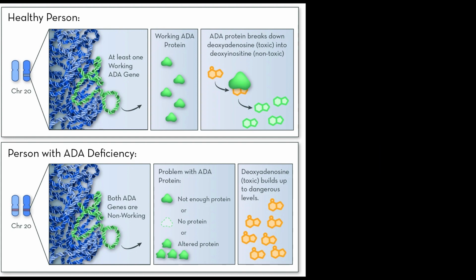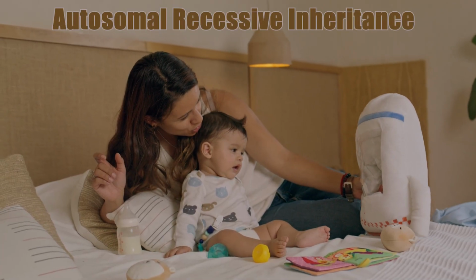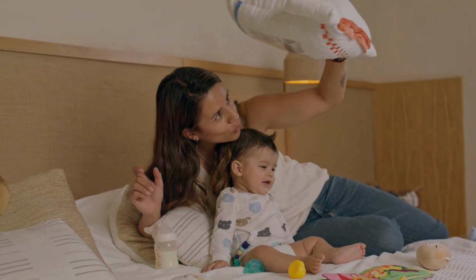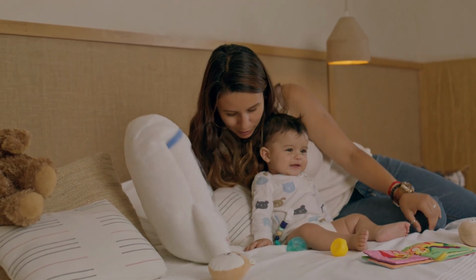Without ADA enzyme, the toxin builds up and destroys these infection-fighting immune cells. As shown in the figure, without a working ADA protein, the cell cannot break down a toxic substance called deoxyadenosine. The toxin builds up in infection-fighting immune cells, killing the cells and leaving the body open to infections. ADA deficiency follows an autosomal recessive inheritance pattern. An affected child must inherit two non-working copies of the gene, one from each parent.